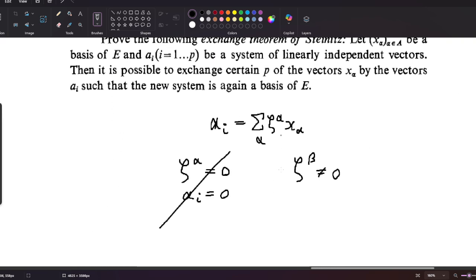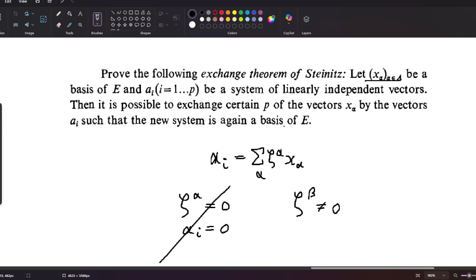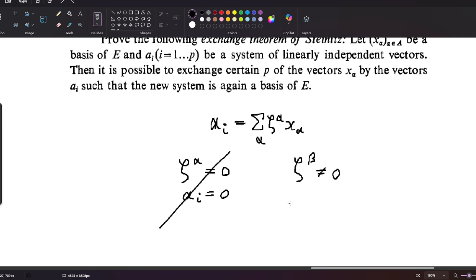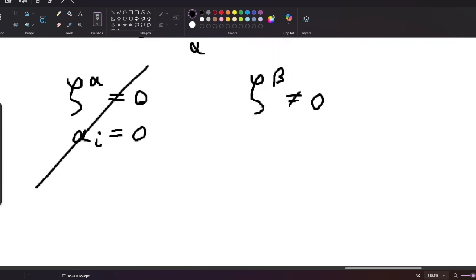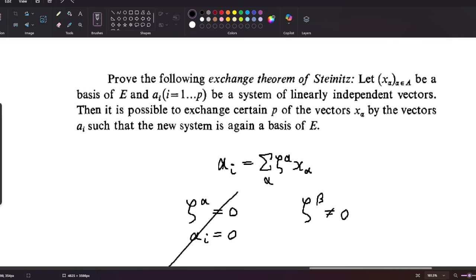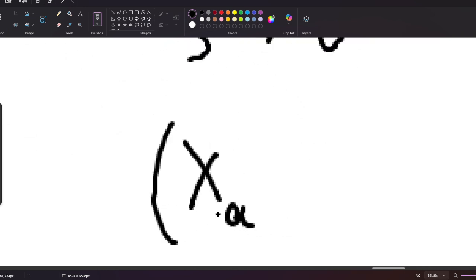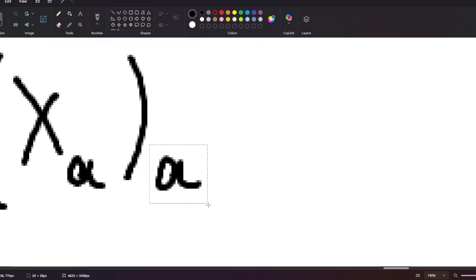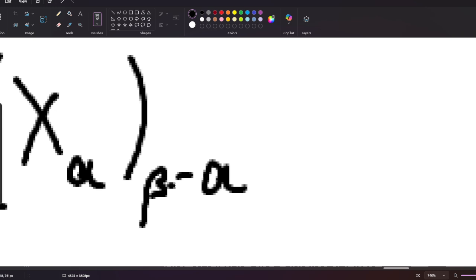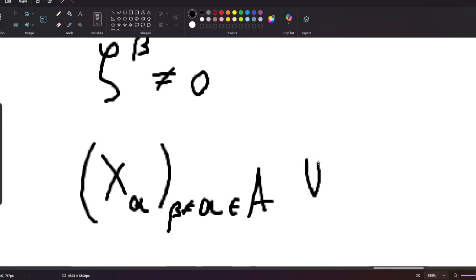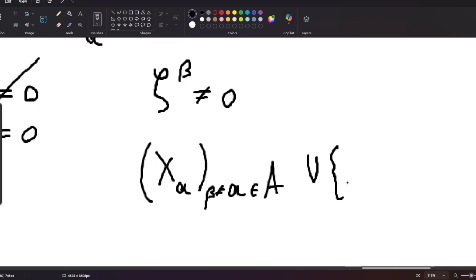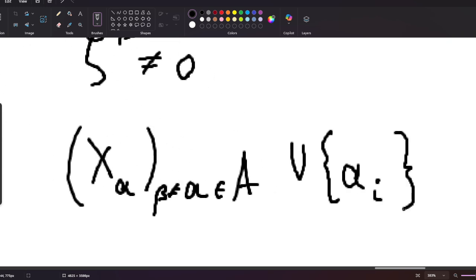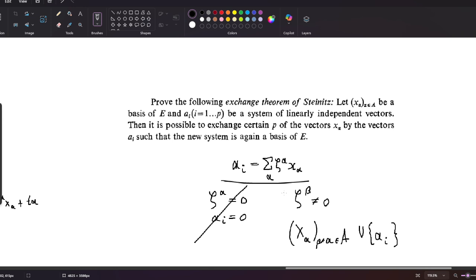And that will suggest that we can go ahead and replace an element in the original basis with this one and get a new one, which is basically going to be something like xa, where a belongs to capital A, not equal to beta, unionized with ai. And now we can just continue the process for every single one of them until you run out of them. I would write this down more inductively, but I'm lazy and you get the point entirely.